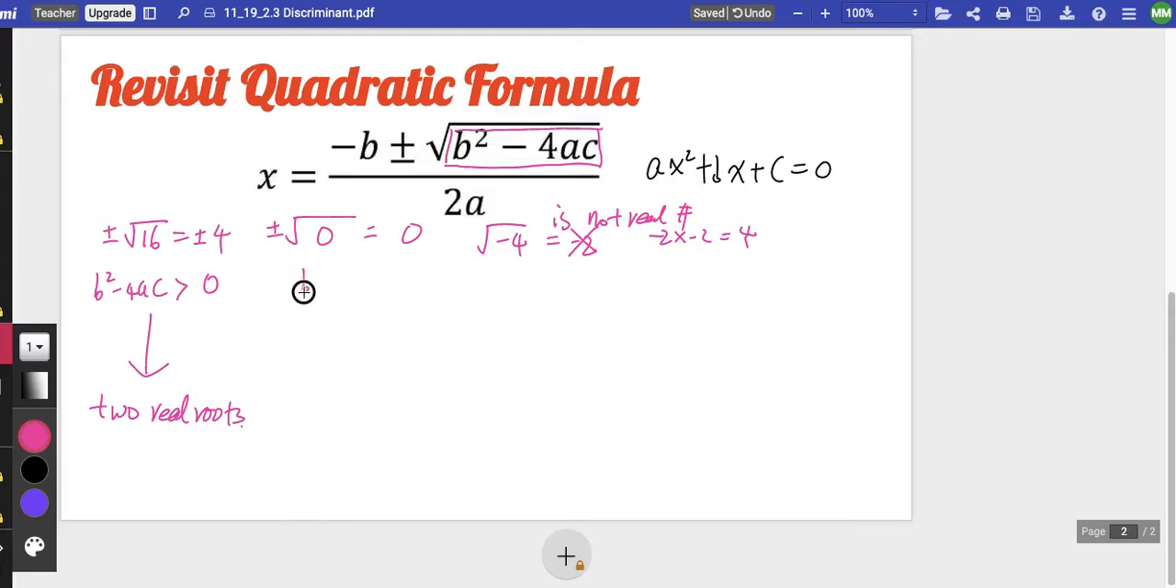And for this one, if it is equal to 0, I can only expect, because this part is gone, so this is going to be 1 real root, or you can say solution.